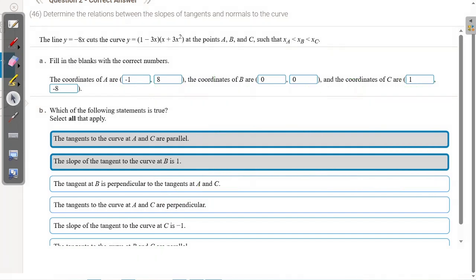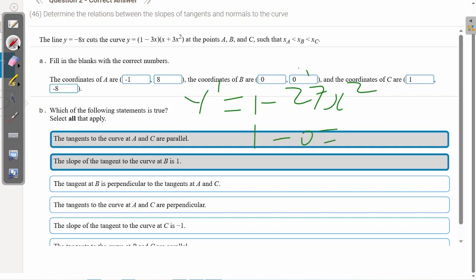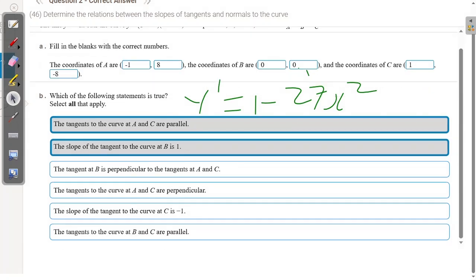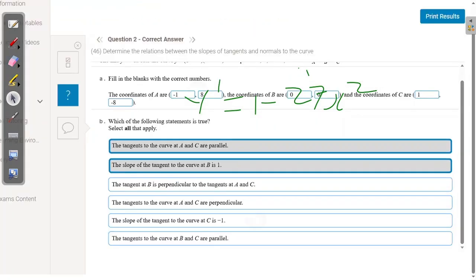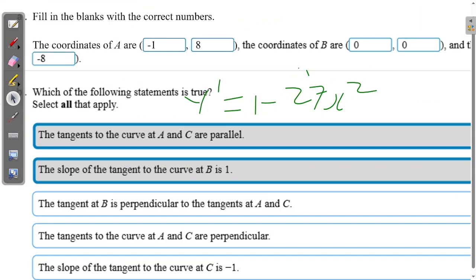Now the slope of the tangent to the curve at B is 1. Let's check. So y prime, we know it's 1 minus 27x squared. If you substitute in 0, you're gonna get 1 minus 0, which is 1. So this is correct. Now if you check the other ones, the tangent at B is perpendicular to the tangents at A and C.